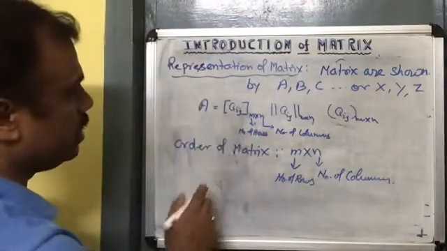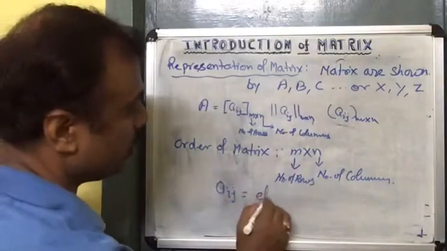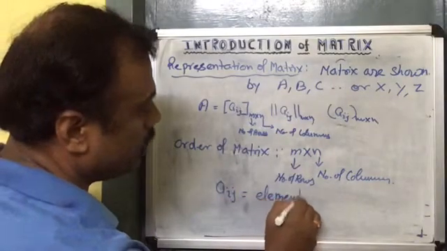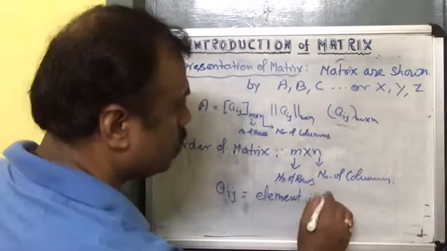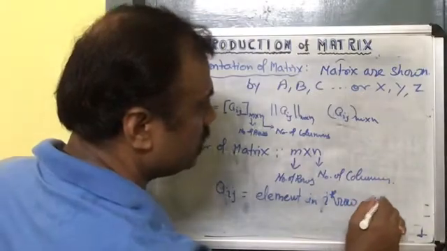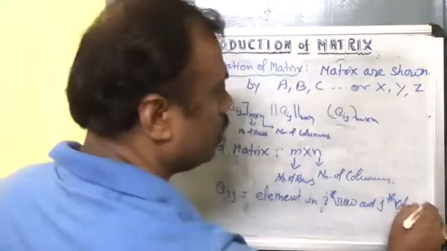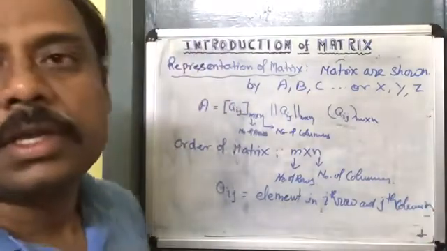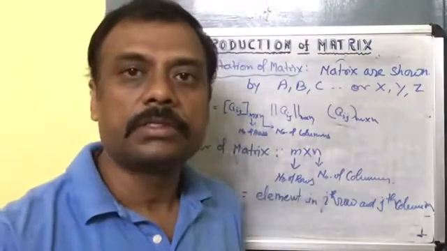And this element aij is the element in the ith row and jth column. This is the representation of a matrix. Let us have some examples of matrices.